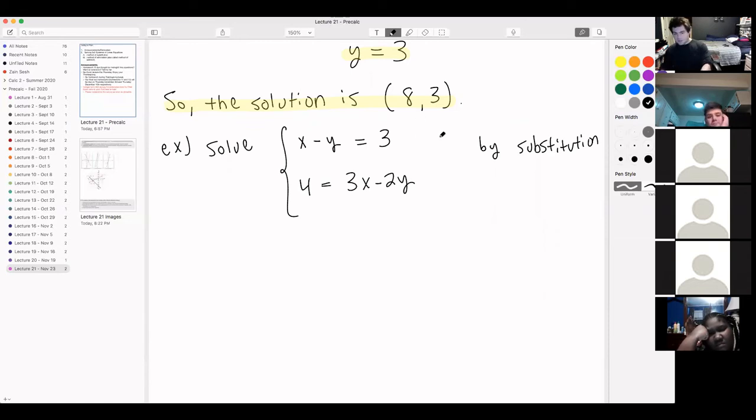So again, I'll do this in every example. I'm going to just label the top one lowercase Roman numeral 1, the bottom one lowercase Roman numeral 2. Just makes it much easier to reference them as I'm writing.